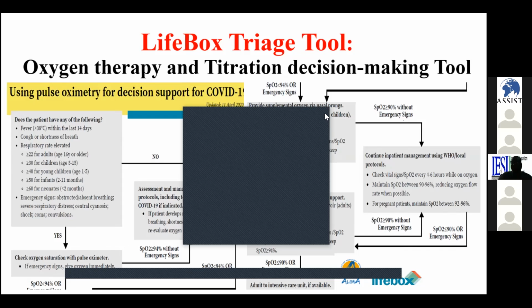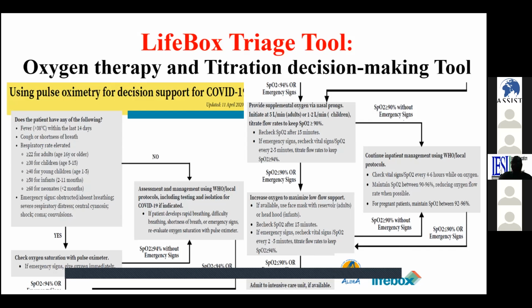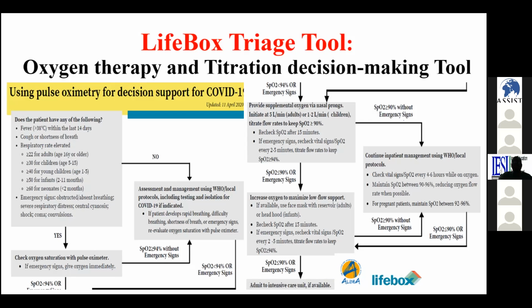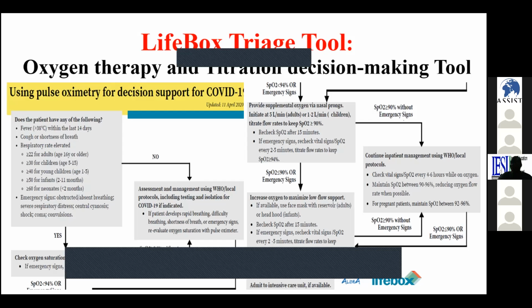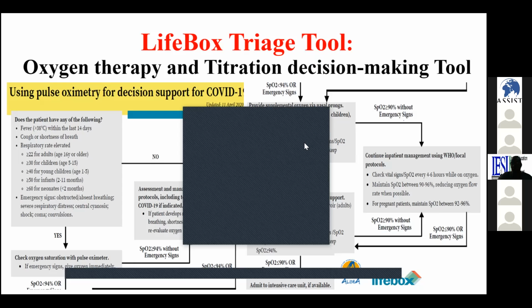If the patient doesn't have those symptoms, it means no symptoms, you assess your patient and treat him based on your hospital protocol. It means you can put the patient in isolation if you suspect COVID, or follow the protocol of other diseases. If your patient has an SpO2 above 94% without emergency signs, it's the same. You will assess your patient and treat him according to your hospital protocol.